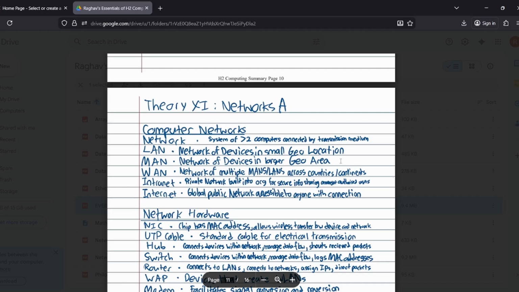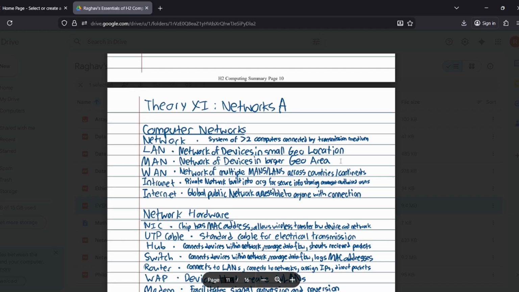Okay, computer networks. Firstly, what is a network? It's a system of more than 2 computers connected by a transmission medium. Could be a wire, could be wireless, it depends. A LAN, which is a local area network. It's a network of devices in a small geographical location. Then we have a metropolitan area network, which is network of devices in a larger geographical area. Then WAN, wide area network. A network of multiple MANs and LANs across multiple countries or continents.